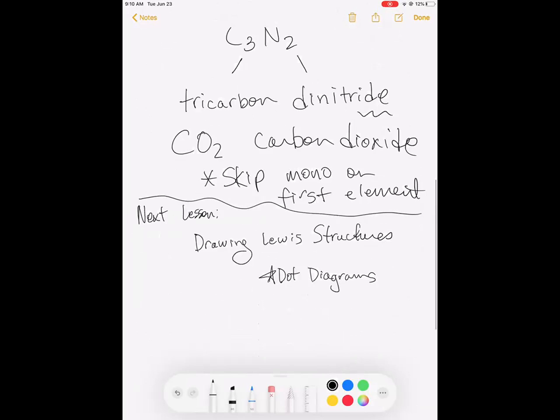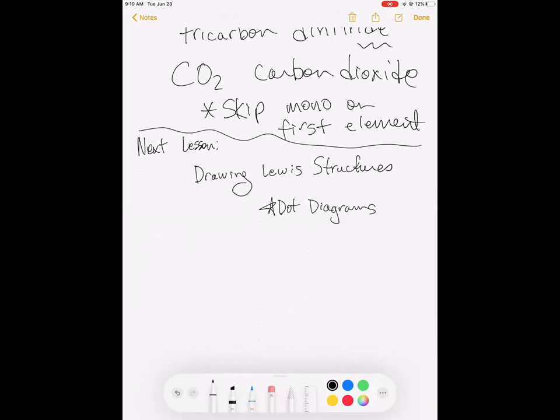All right, I don't know if there are any questions out there. If there's anybody out there, let me know if you have questions. Ask them now. Our next lesson will be on drawing Lewis structures. You must know very well dot diagrams for the compounds. We did that in the last chapter.